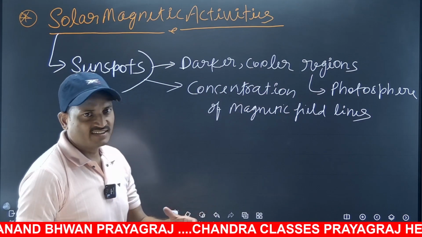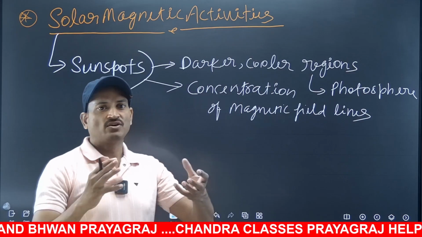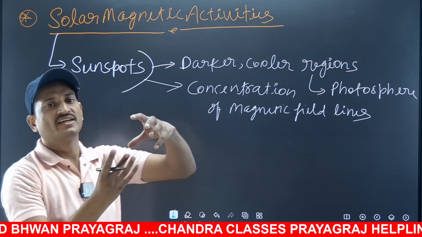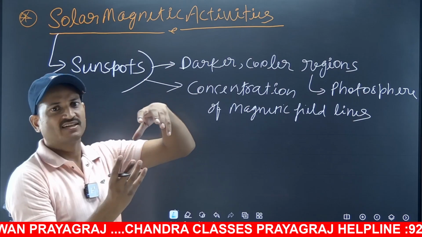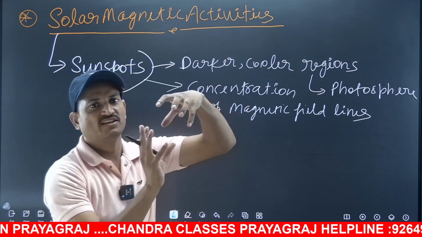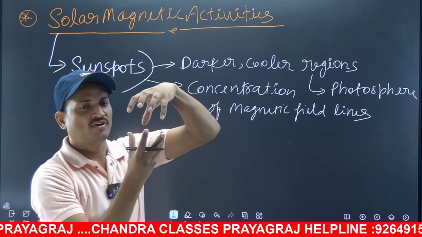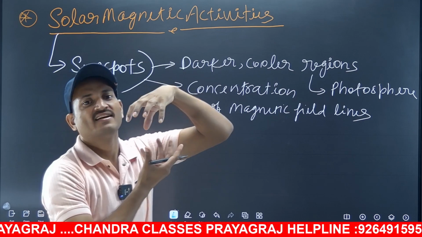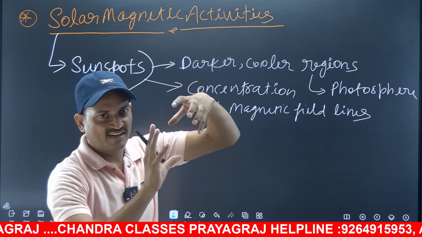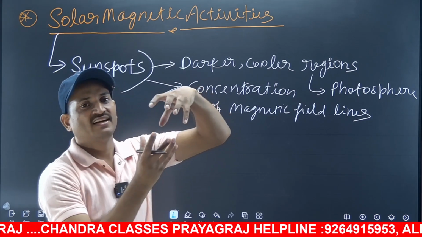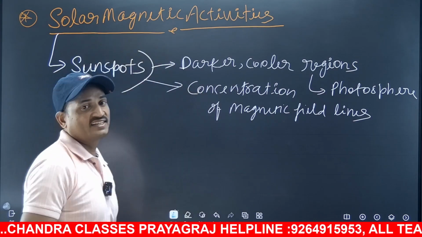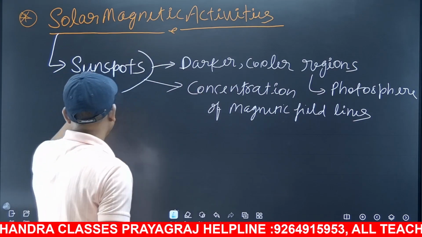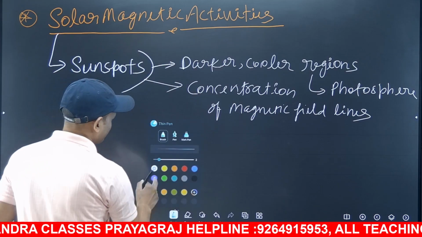And this concentration happens occasionally because the sun exhibits differential rotation. Because the sun is exhibiting differential rotation, the magnetic field lines of the sun keep on getting twisted and tangled. And then after certain types of tangling, they realign themselves. And that's why these solar magnetic activities take place. And sunspot is one of them.